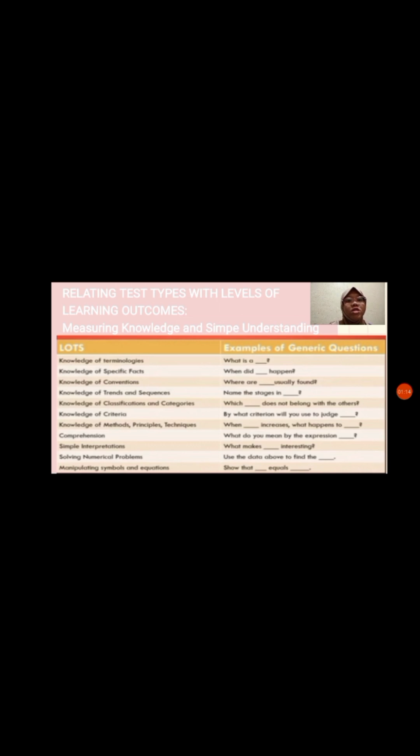Knowledge of trends and sequences: name the stages in blank. Knowledge of classifications and categories: which blank does not belong with the others? Knowledge of criteria: by what criteria will you judge blank? Knowledge of methods, principles, techniques: when blank increases, what happens to blank?